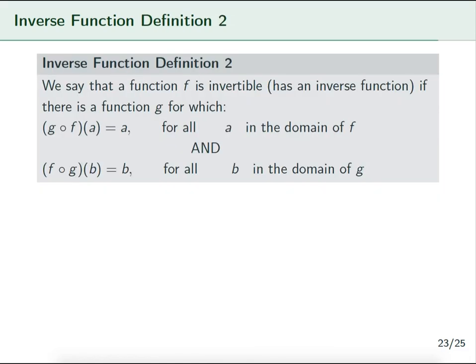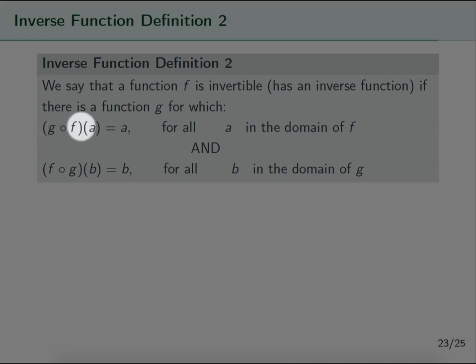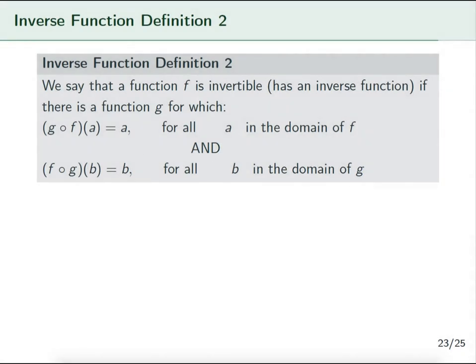So second definition is that we say that a function f is invertible, meaning it has an inverse function, if there is a function g for which if we compose g of f of a, for all a in the domain of f, and simplify, we get a, and we also compose f of g of b, and we get b if we simplify, for all b in the domain of g. So inverse function here, we're defining using composite function.